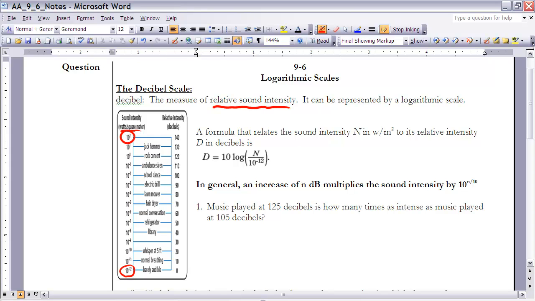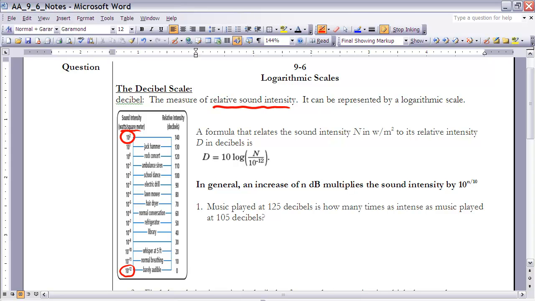In order to make that a little bit more readable or easier to understand, we use the logarithmic scale to condense that a little bit. And by doing that, you can see the relative intensities in decibels listed over here on the right hand side.